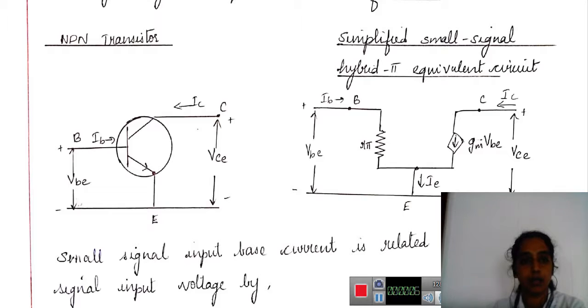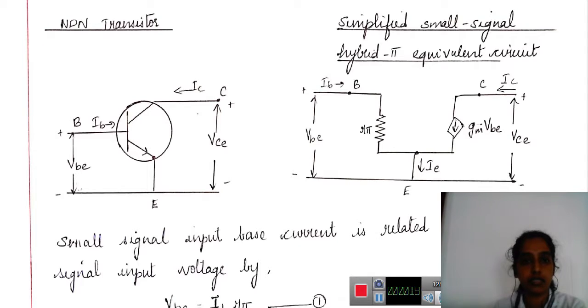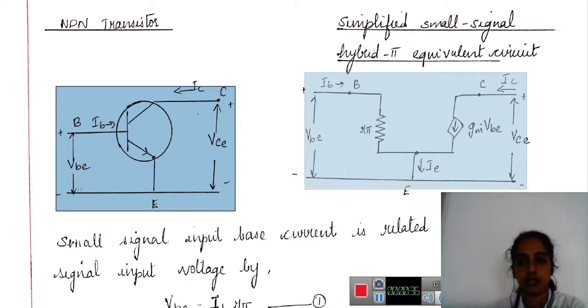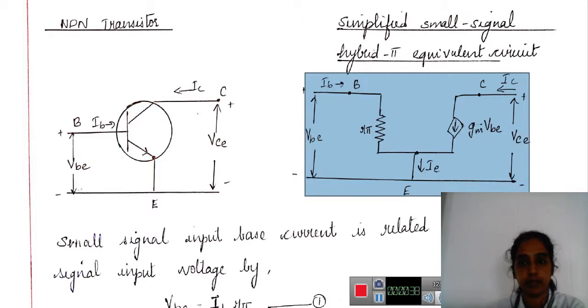Now let us see about the common emitter amplifier analysis using small signal hybrid model. Generally, we have two types of transistors, NPN and PNP transistors. Now let us consider only NPN transistor. Okay, this is a general NPN transistor. So this is the small signal equivalent circuit for NPN transistor.